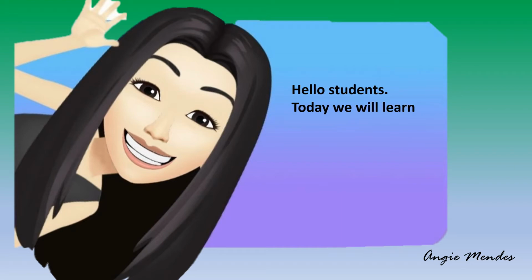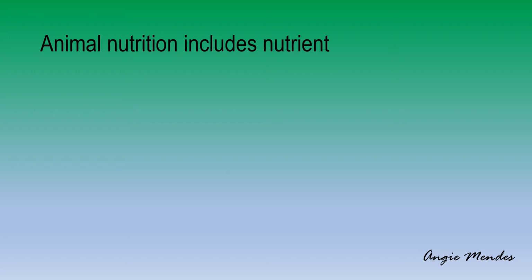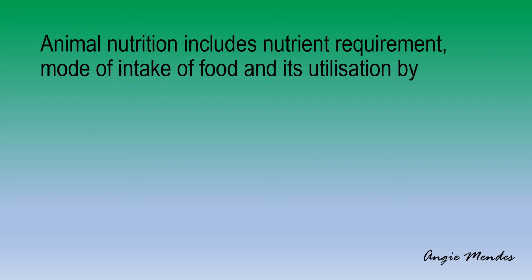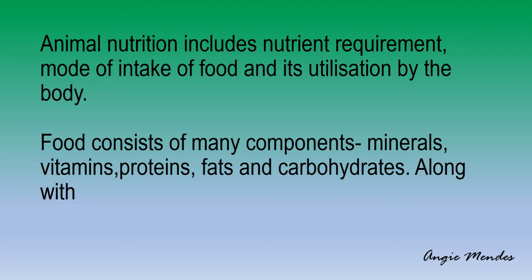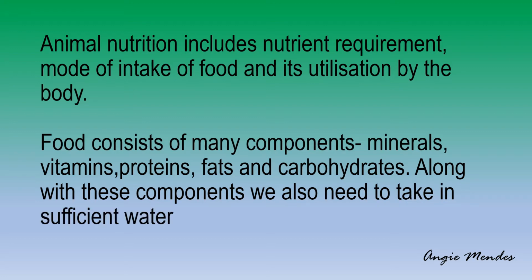Hello students, today we will learn about nutrition and the human digestive system. Animal nutrition includes nutrient requirement, mode of intake of food, and its utilization by the body. Food consists of many components: minerals, vitamins, proteins, fats, and carbohydrates. Along with these components, we also need to take in sufficient water and roughage.